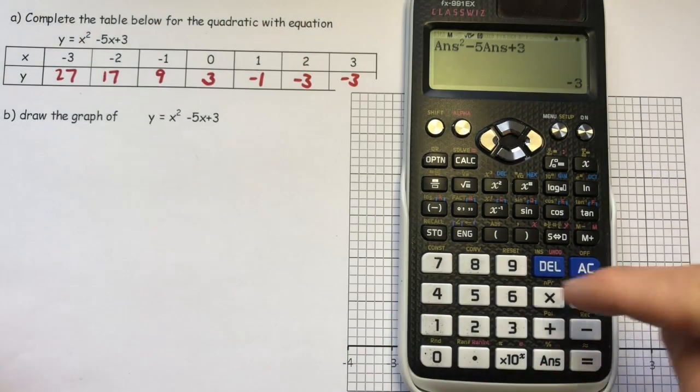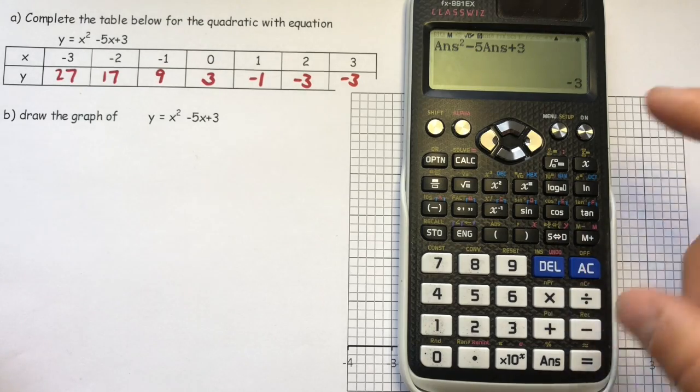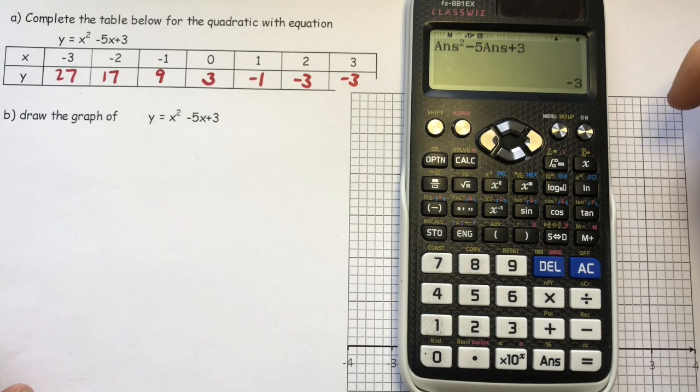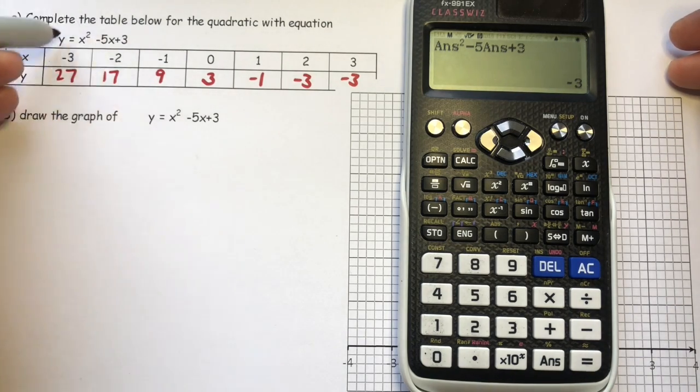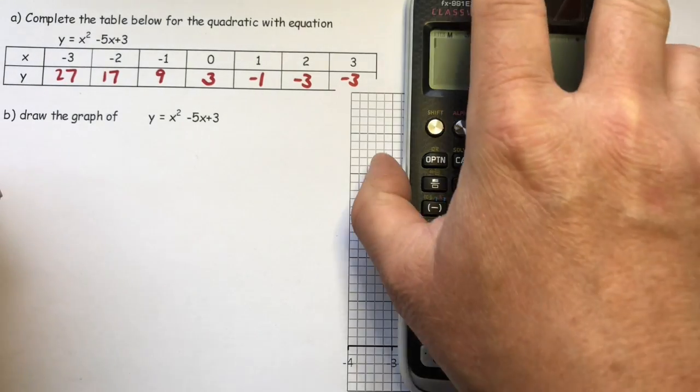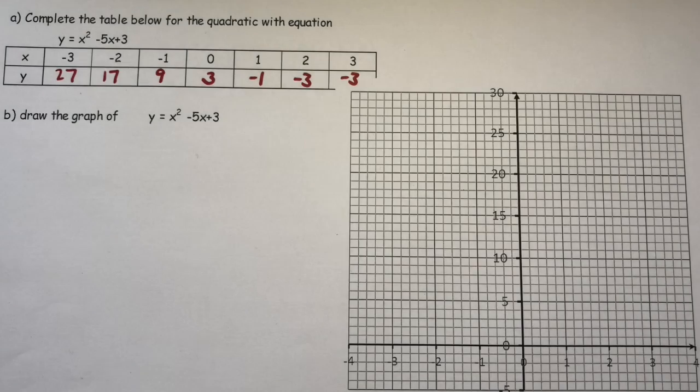Now if you accidentally did hit one of the other buttons, i.e. clear it, etc., all you'd have to do is type that equation in again. And the only thing that changes from question to question is the equation that you initially type in, because obviously the different equations for different questions. Now that we've finished with the coordinates, we're ready to plot.